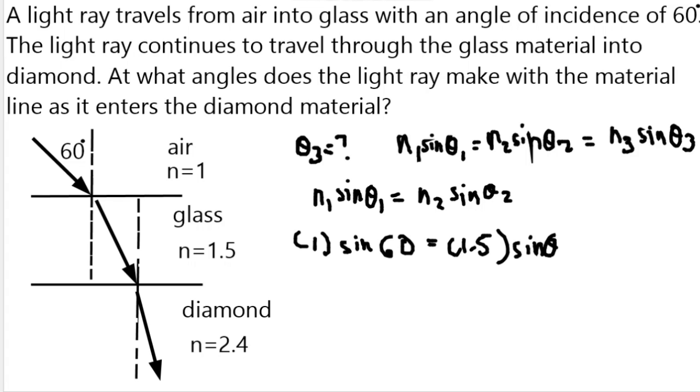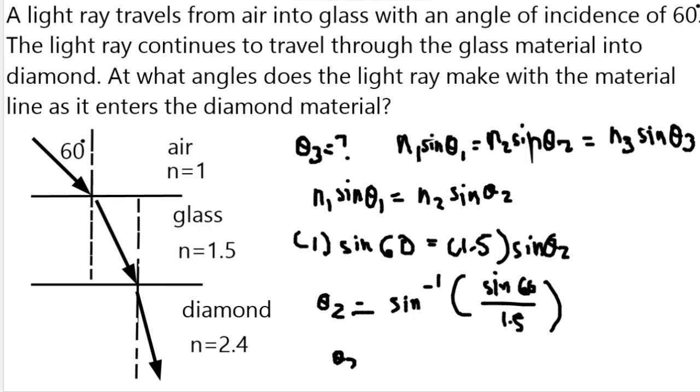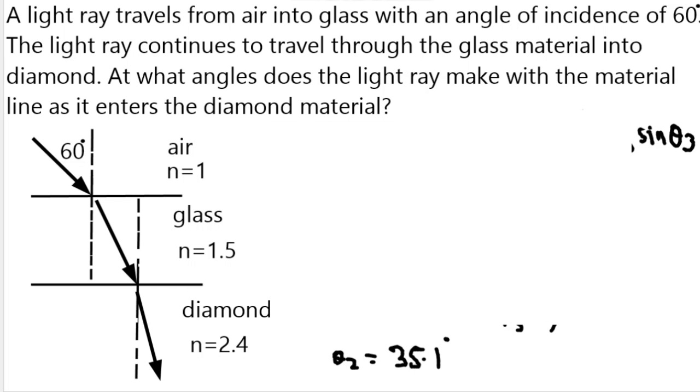So the index of refraction of glass is 1.5 times sine theta 2. So theta 2 is equal to arc sine of sine 60 divided by 1.5. So we can just quickly use our calculator now. So theta 2 is going to be 35.1 degrees. So that's the angle of refraction of air to glass.